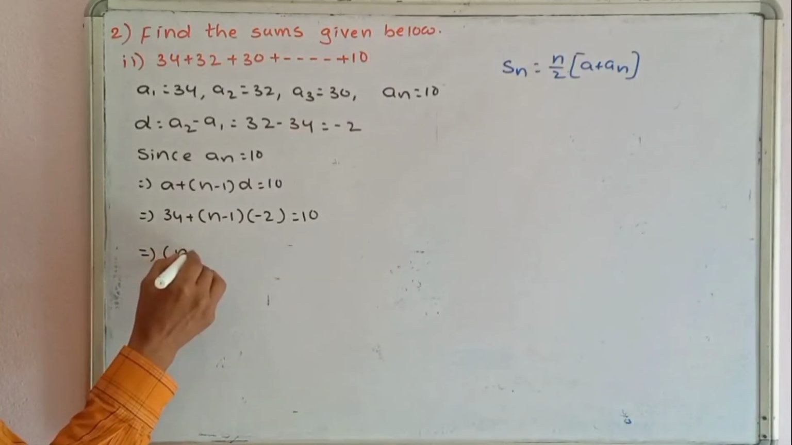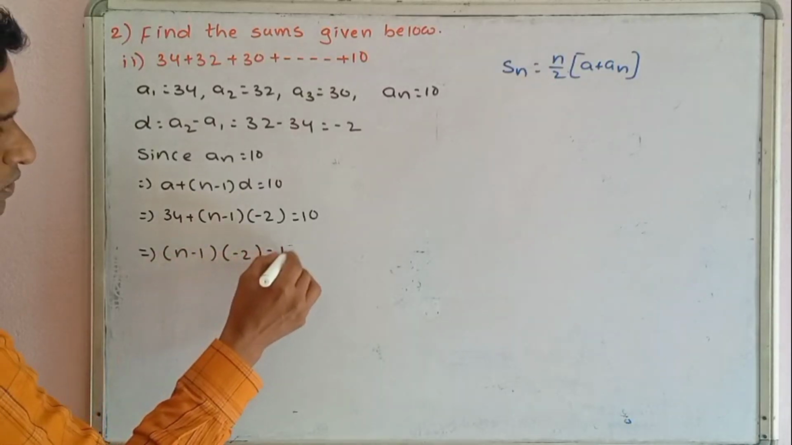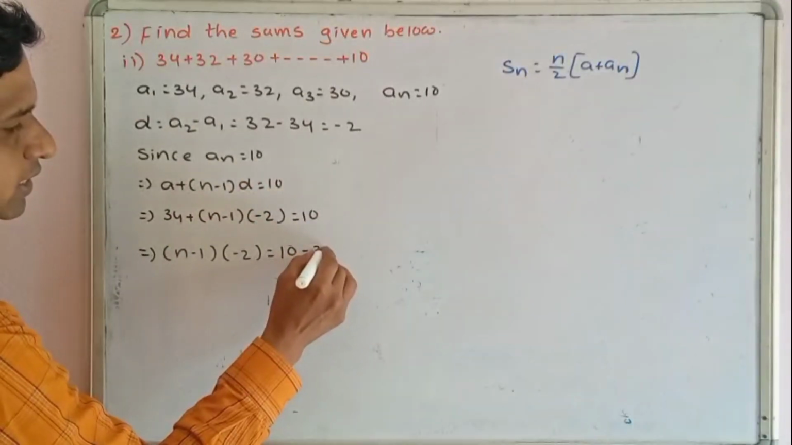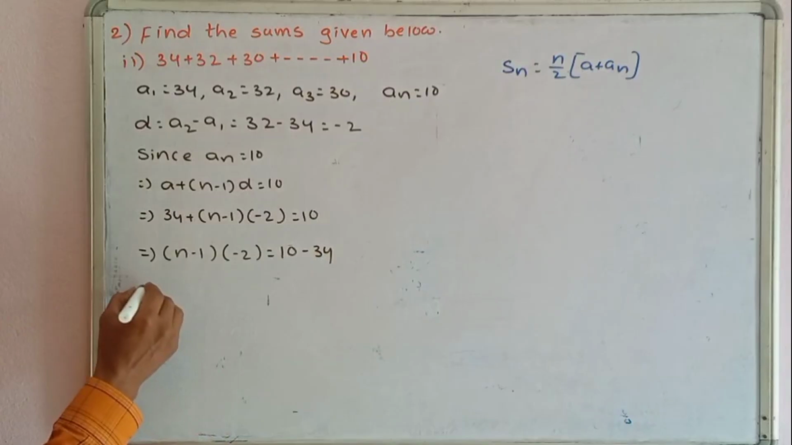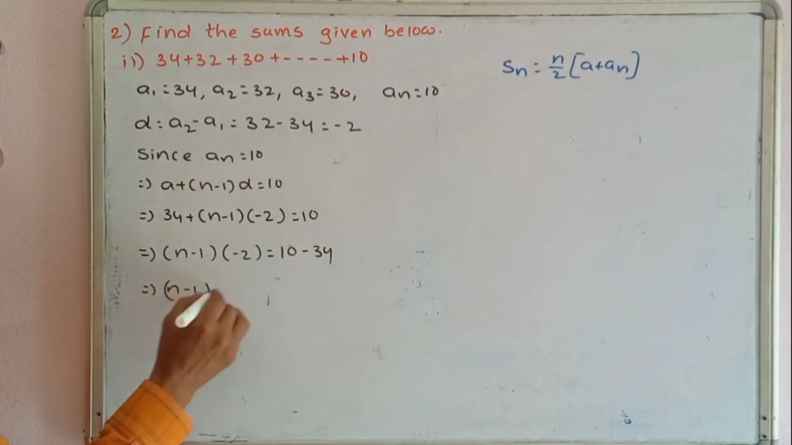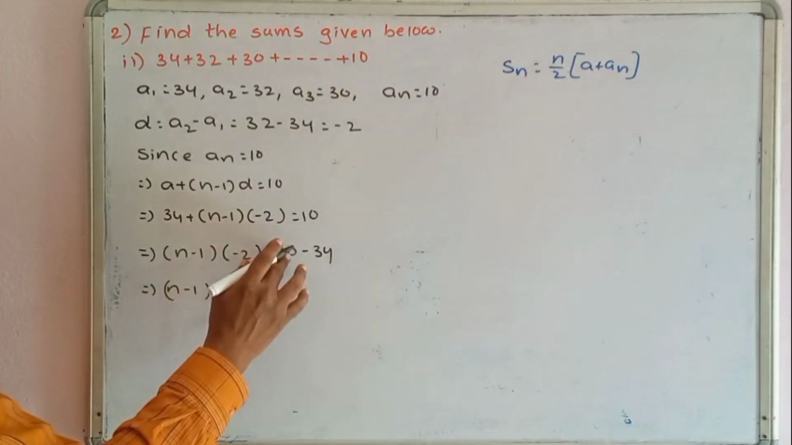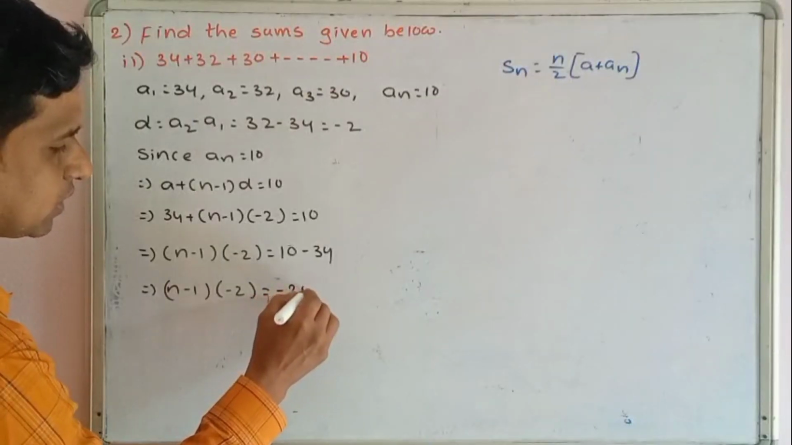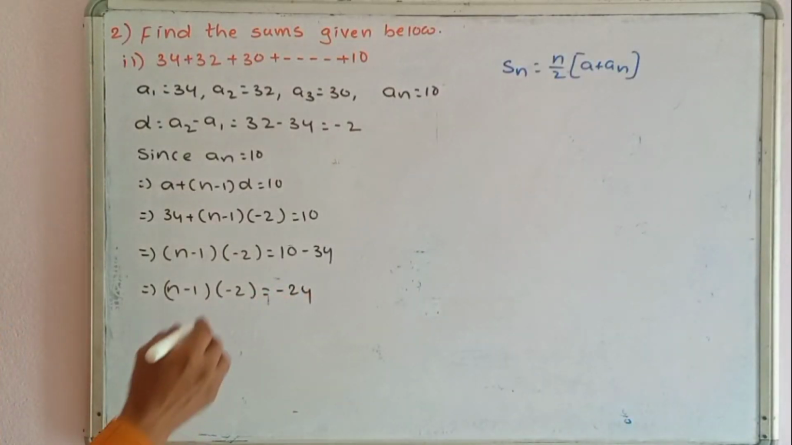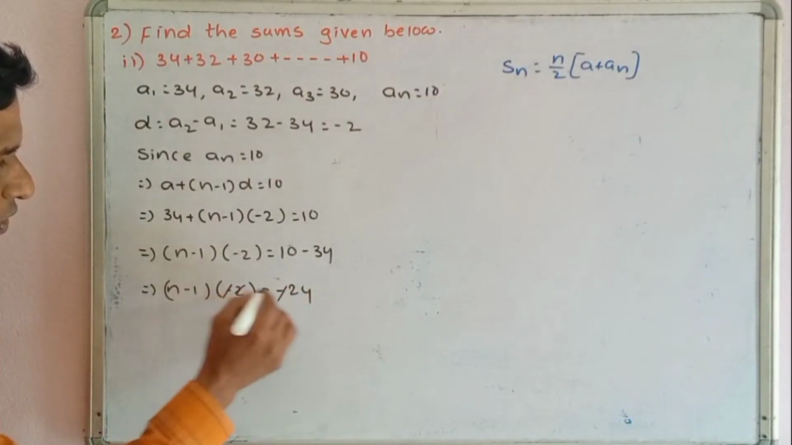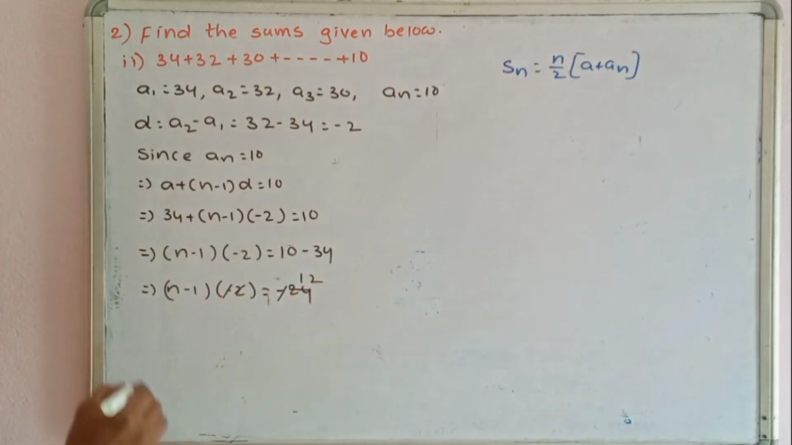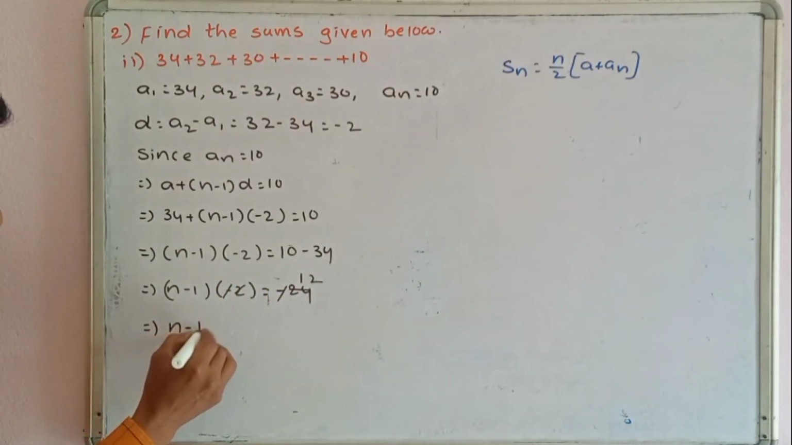So (n minus 1) into minus 2 equals 10. Transpose 34 to the right side: minus 34. So (n minus 1) into minus 2 equals 10 minus 34, which is minus 24. Now the minus signs cancel. 2 times 12. Therefore n minus 1 equals 12.